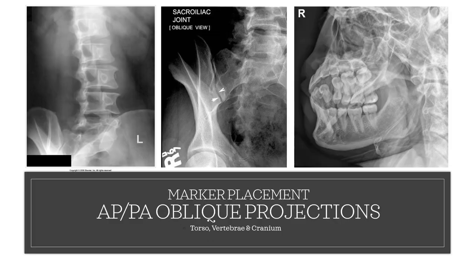AP, PA, and oblique projections of the torso, vertebrae, and cranium: mark the side down, the side closest to the IR, which would be the correct side. If the left is positioned closer to the IR, mark the left. If the right, then mark right. The vertebral column is used to divide the right and left sides. You have a few exceptions. SI joints, you will mark the elevated side. RAO sternum, you'll mark the left side. Ribs, if collimated to one side, you'll use the affected side marker.